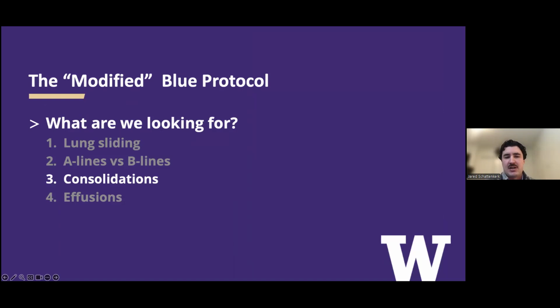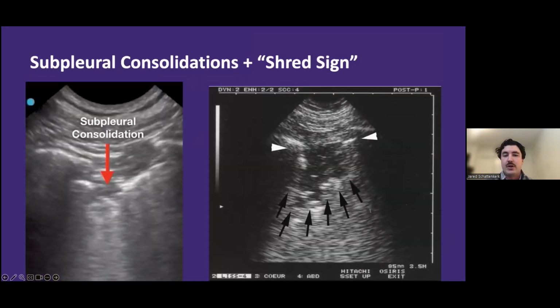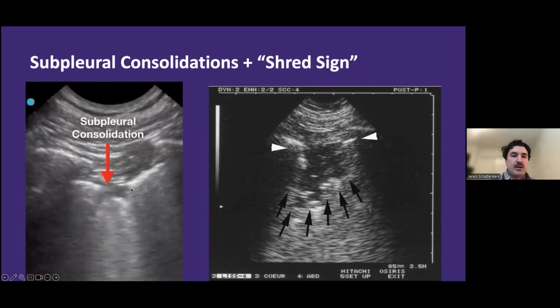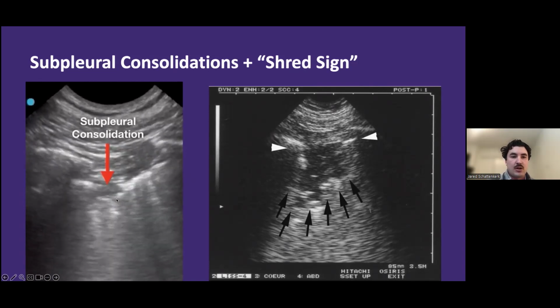And now we'll talk about specific signs of consolidations. As fluid builds up in the alveoli, it'll transition from B lines to what's called subpleural consolidations that you can sometimes see on the point of care ultrasound. This is an example here on the left. You can see this almost anechoic consolidation just below this pleural line. And that's what we call a subpleural consolidation.